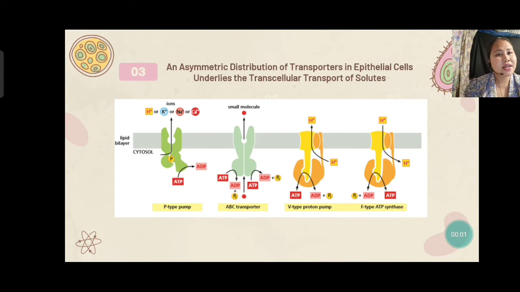So this is the image of the three types of ATP driven pumps. The three main classes are the P-type pump, the ABC transporter, and the V-type proton pump, and the distant family of the V-type proton pump is the F-type ATP synthase, which works in reverse.